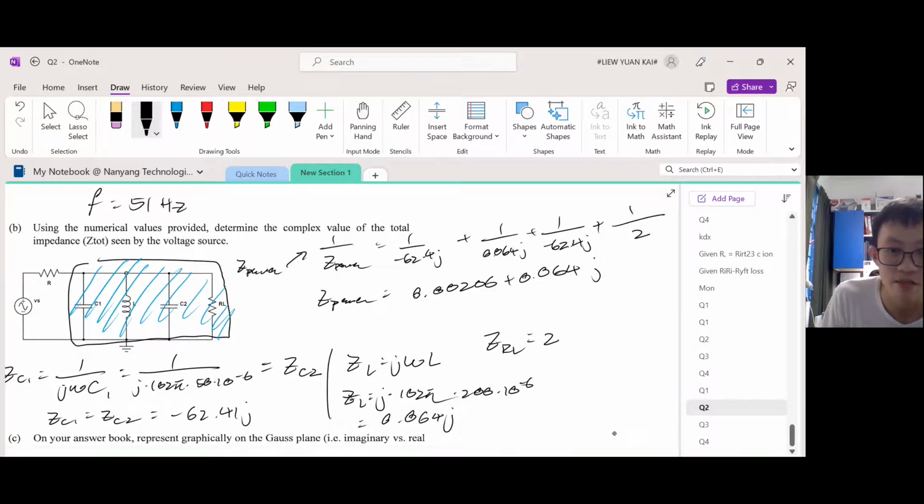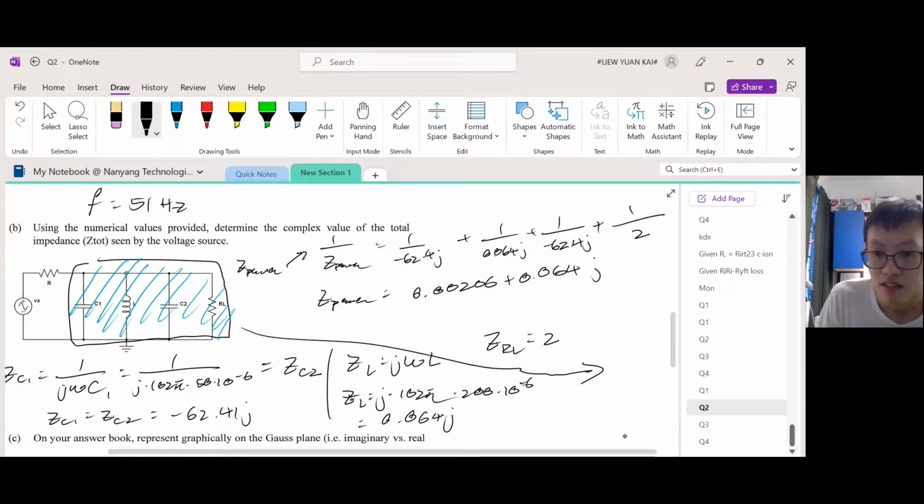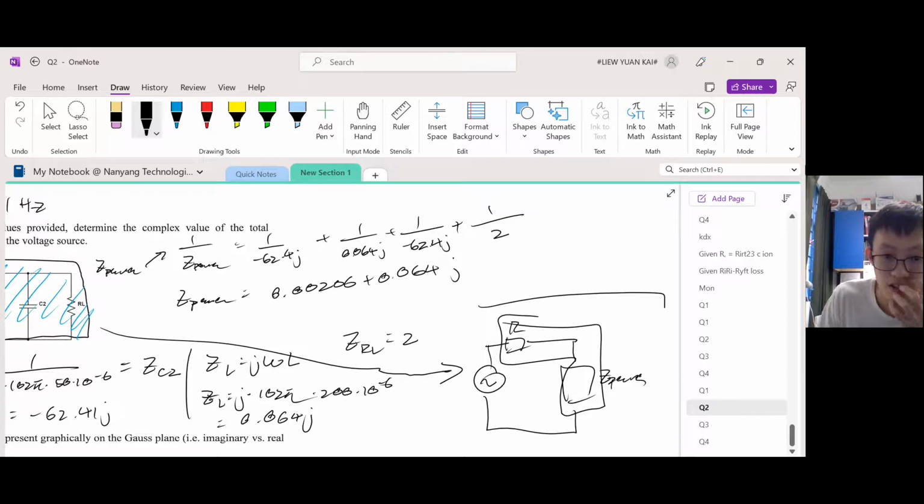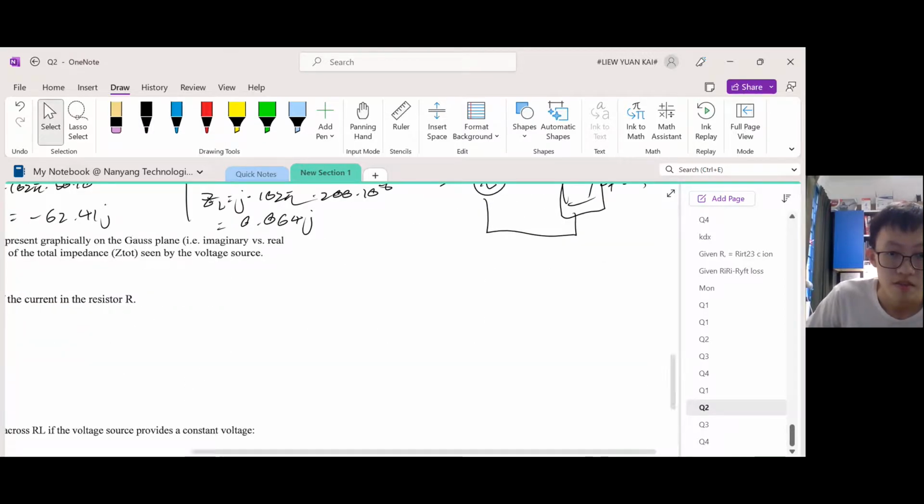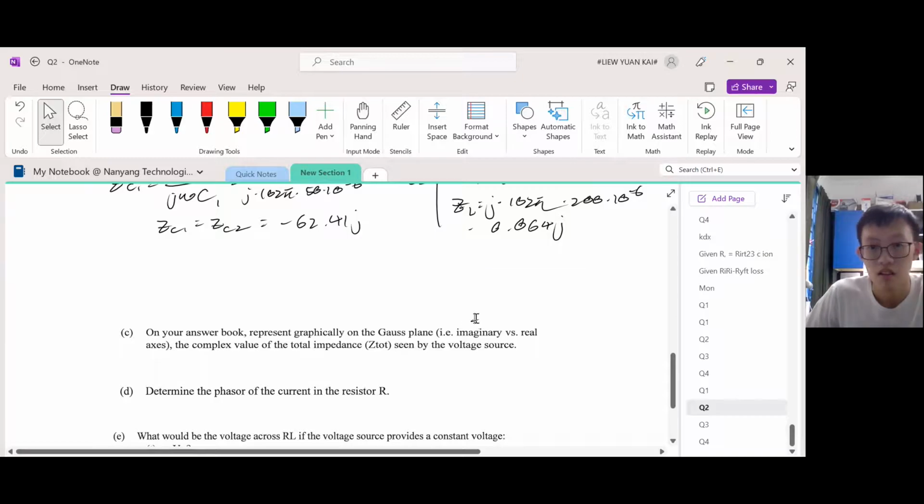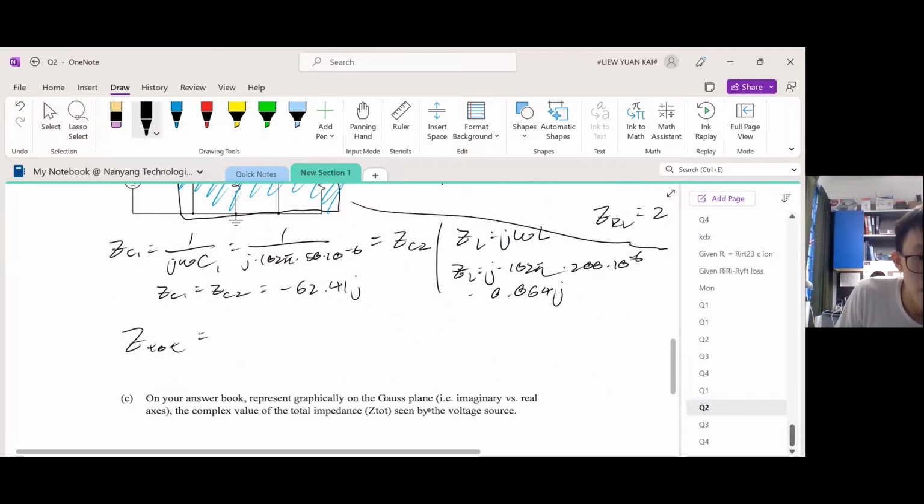So let us simplify our circuit diagram. If we simplify it, this is the source, this is R, and then this is Z para. So you see, R is in series with Z para. So to find the total impedance, Z total, sorry, you just take R plus Z para.